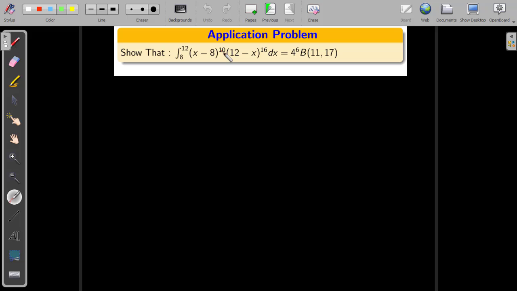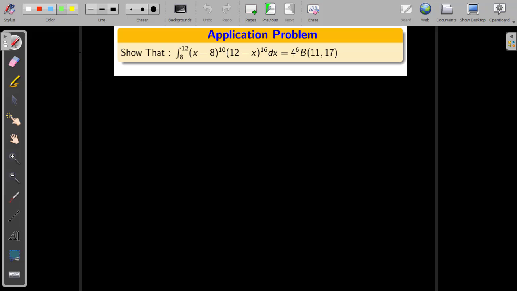So 10 could be written like 11 minus 1, times a minus x, where a means 12 here. 12 minus x power n minus 1 is not there. We need to make it n minus 1 by writing 17 minus 1, which is 16. So this is equal to 4 to the power of 6 times beta of 11 comma 17. So how will you write it?